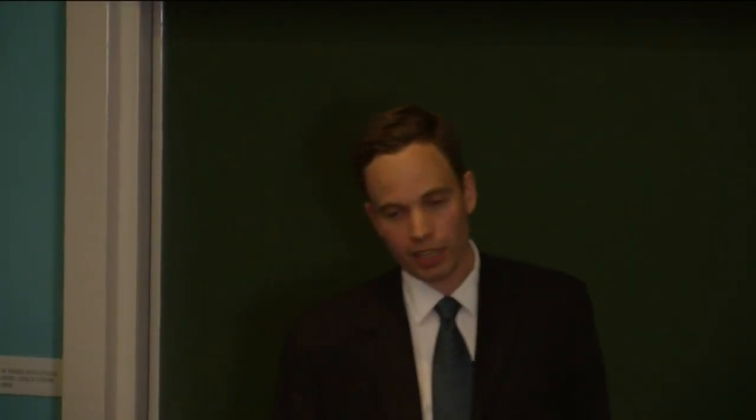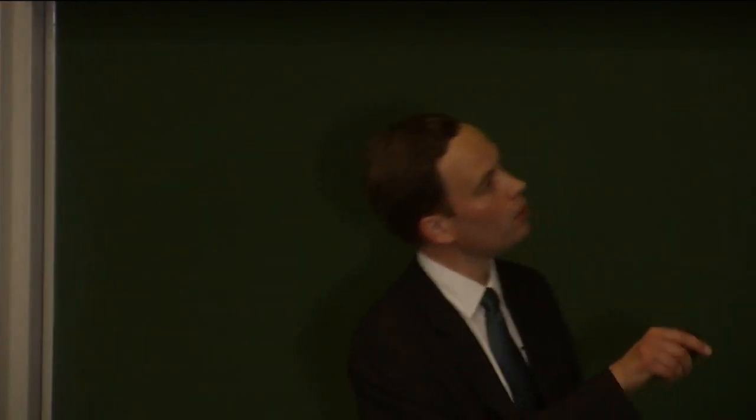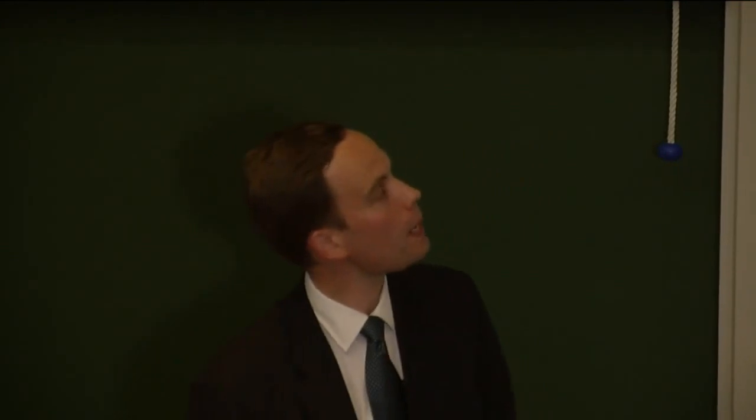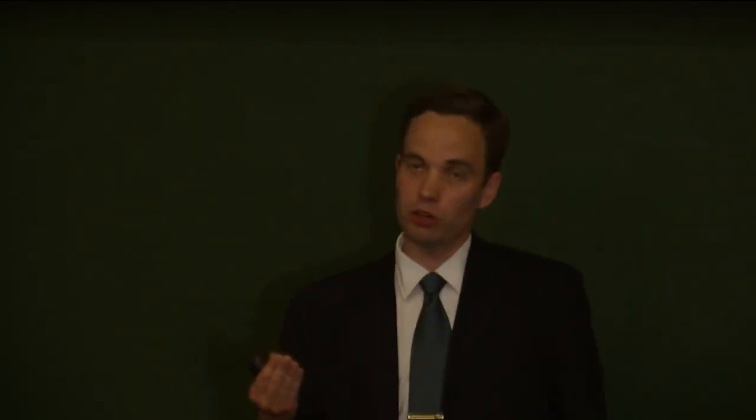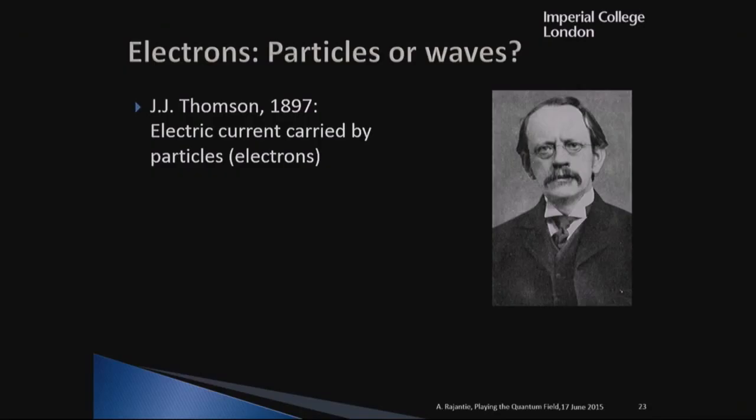Now, a similar thing happened at around the same time with matter particles. Electrons were discovered by J.J. Thomson. It was basically showing that when you have electric current, it actually consists of particles, light, electrically charged particles, which were then named electrons.